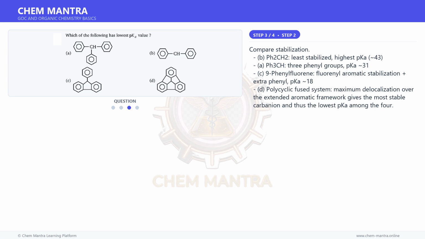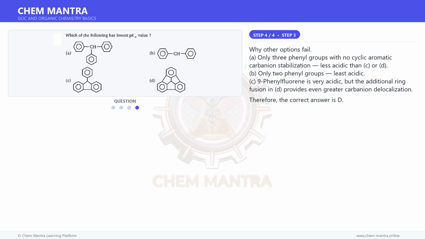D. Polycyclic fused system, maximum delocalization over the extended aromatic framework gives the most stable carbanion and thus the lowest pKa among the 4. And for the final step. Why other options fail? A. Only 3 phenyl groups with no cyclic aromatic carbanion stabilization, less acidic than C or D.